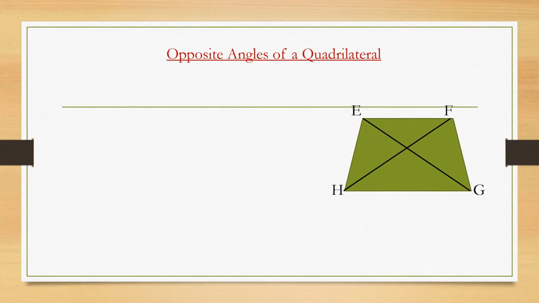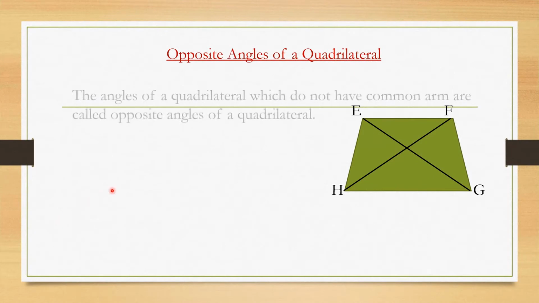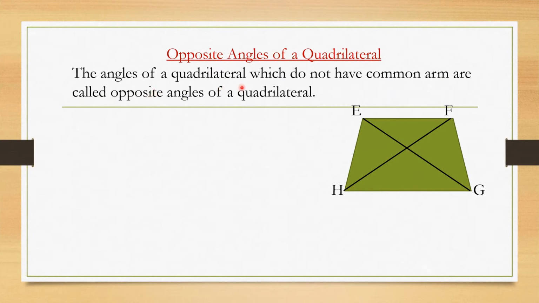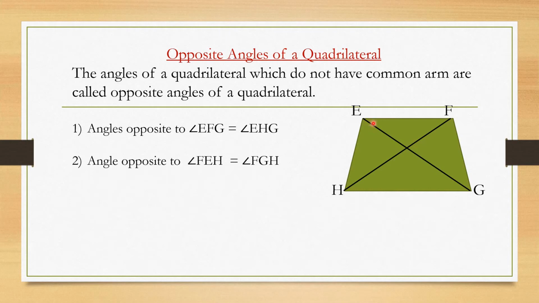Let's study opposite angles of a quadrilateral. The angles of a quadrilateral which do not have a common arm are called opposite angles of a quadrilateral. In this quadrilateral EFGH, the angle opposite to angle EFG is angle EHG. And the second one, the angle opposite to angle FEH is angle FGH. These two are the opposite angles.